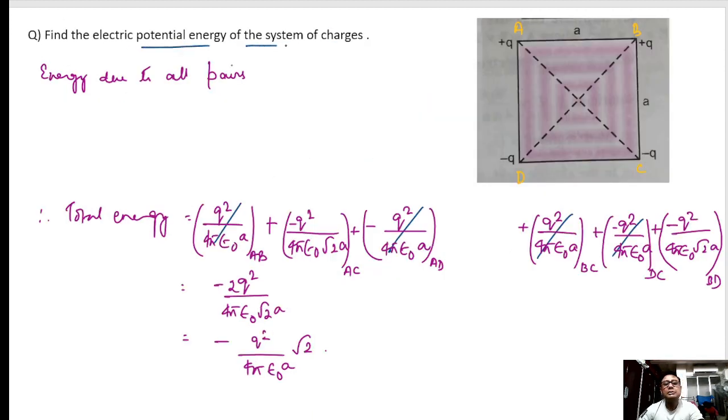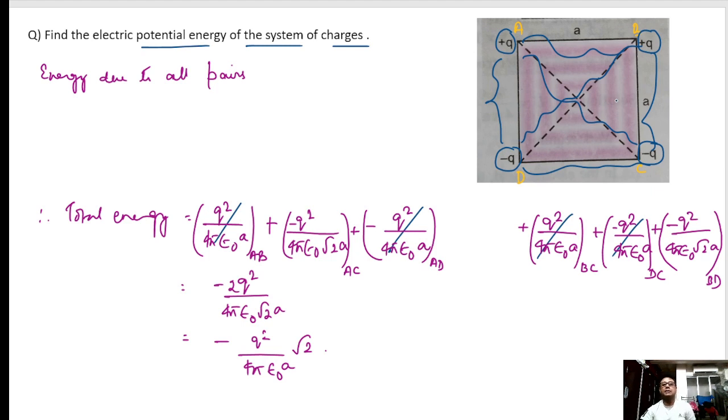Find the electric potential energy of the system of charges. Okay, so see here, plus Q, minus Q, minus Q. The potential energy will be due to the combination of all the pairs between these two, these two, these two, these two, these two, and these two. So 6 pairs are there. So these are the 6 pairs which we are finding.